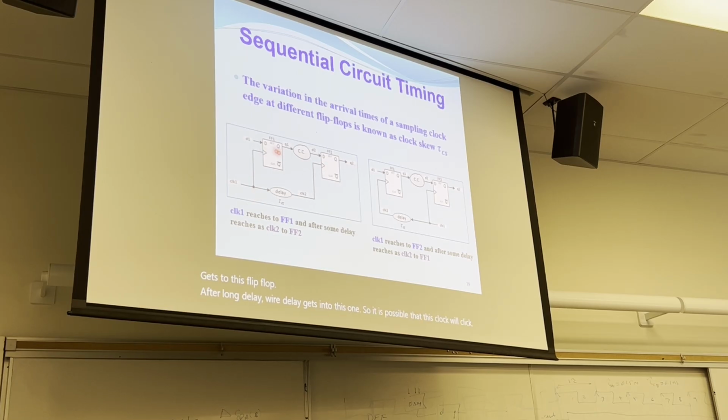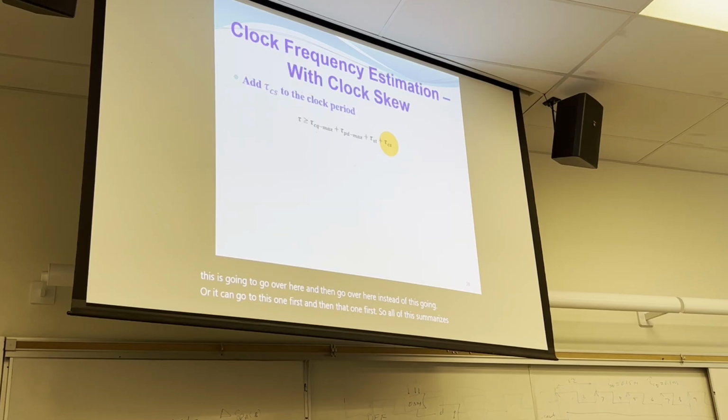This is a shift register. This is supposed to, every clock, if it arrives exactly at the same time, this is going to go over here, this is going to go over here, so it's going to shift, do the shifting. But if this clock gets here faster than this clock, then the shift is not going to work correctly. So this is going to go over here, and then go over here, instead of this going. Or it can go to this one first, and then that one first. So all of this summarizes into another parameter that we're going to give. It's called clock skew delay.